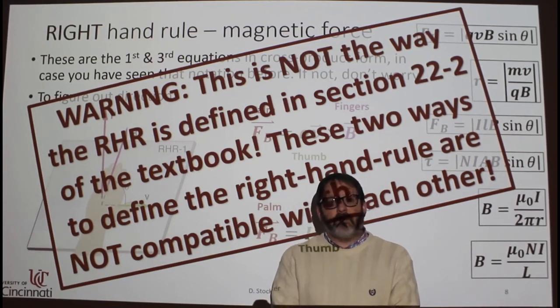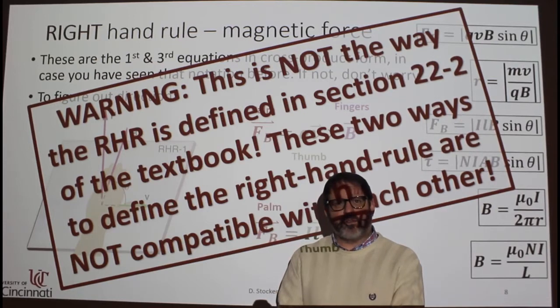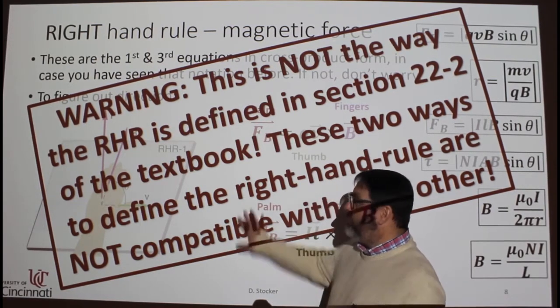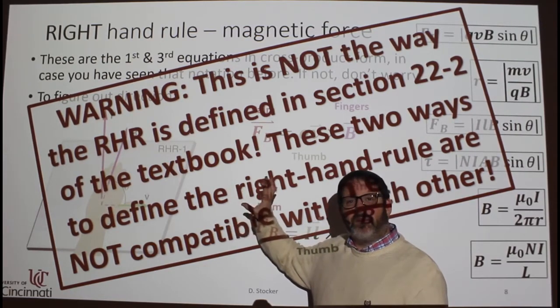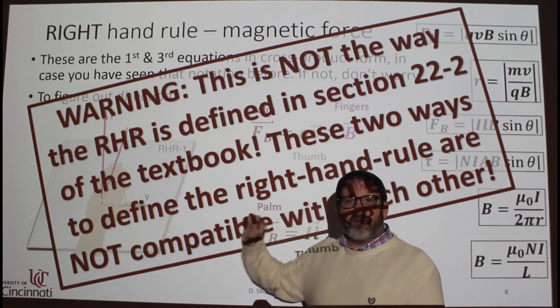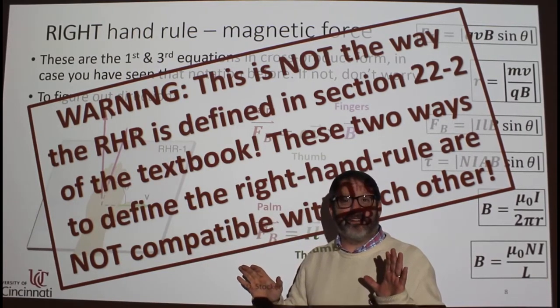In this video, I will present the right-hand rule for finding the magnetic force on a particle or a wire with current. Now, big warning on this one. If you are looking at the textbook, Walker, the right-hand rule that I'm going to present here is not compatible with the one that's in the textbook.